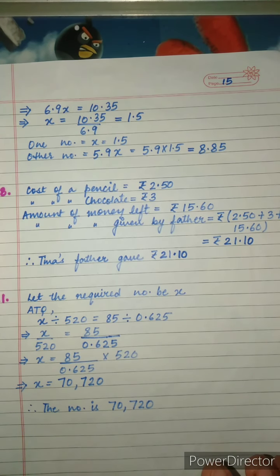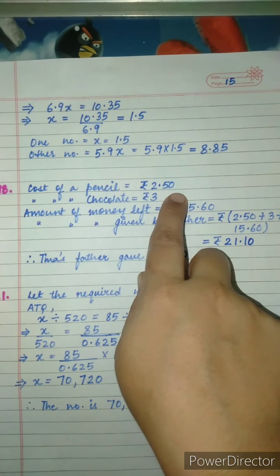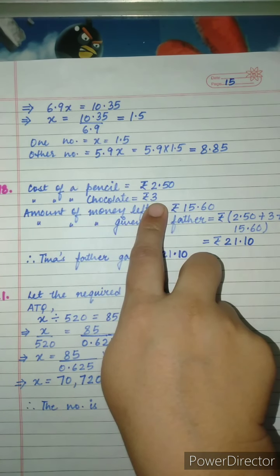Now see question number 18. We are given that Tina's father gave her some money. She bought a pencil costing rupees 2.50 and a chocolate costing rupees 3 with her share, and was left with rupees 15.60. How much money was given by her father? So we have to find out the total money the father gave to Tina. Now what was the cost of a pencil? It was 2.50. The cost of a chocolate was 3.